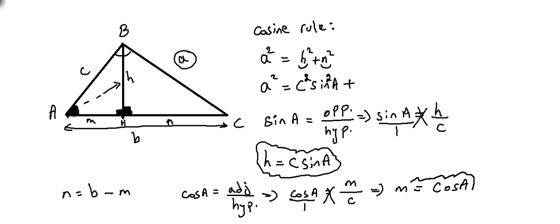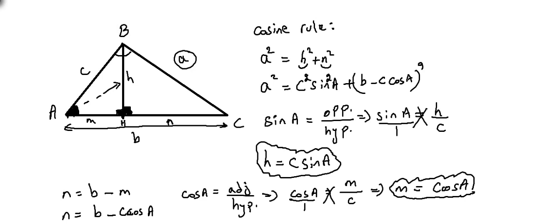So what we do here is we substitute instead of N its value, which is B minus C cosine A. It's not N, it's M, right? So N is equal to B minus M, where M is C cosine A and B is B. So N equals B minus C cosine A. What is N squared then? B minus C cosine A, all squared. All right.